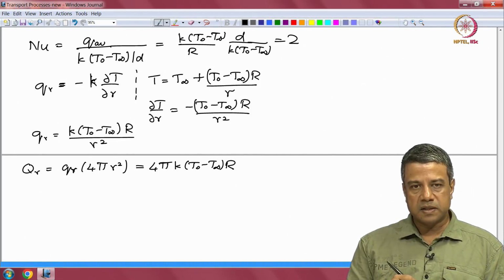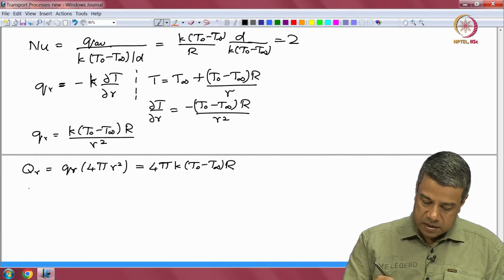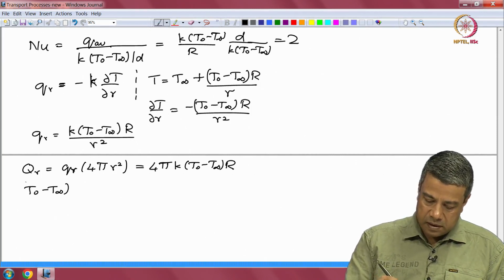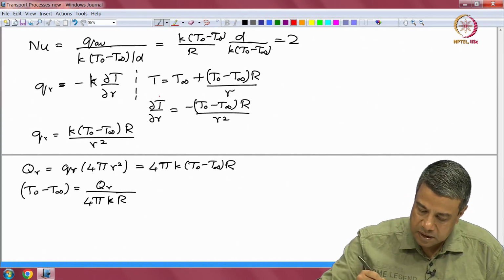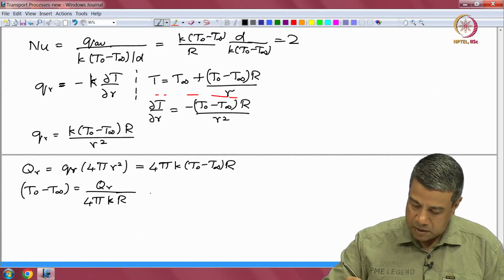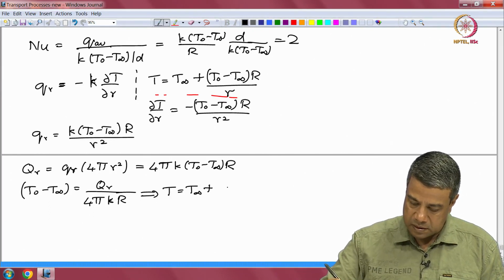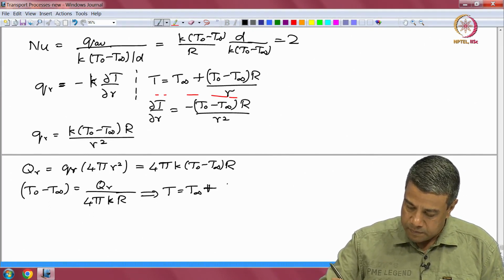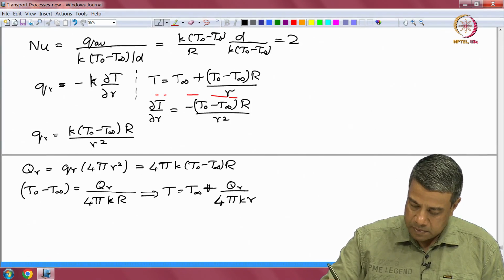I can alternatively express the temperature in terms of the total heat transfer rate, by just substituting T naught minus T infinity is equal to Q_r by 4 pi k R. If I substitute that into this equation, what I get is that T is equal to T infinity plus Q_r by 4 pi k r.